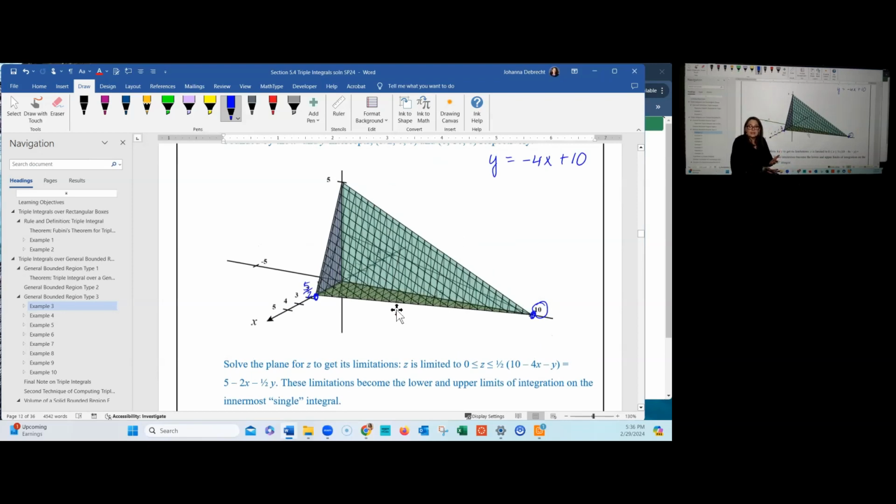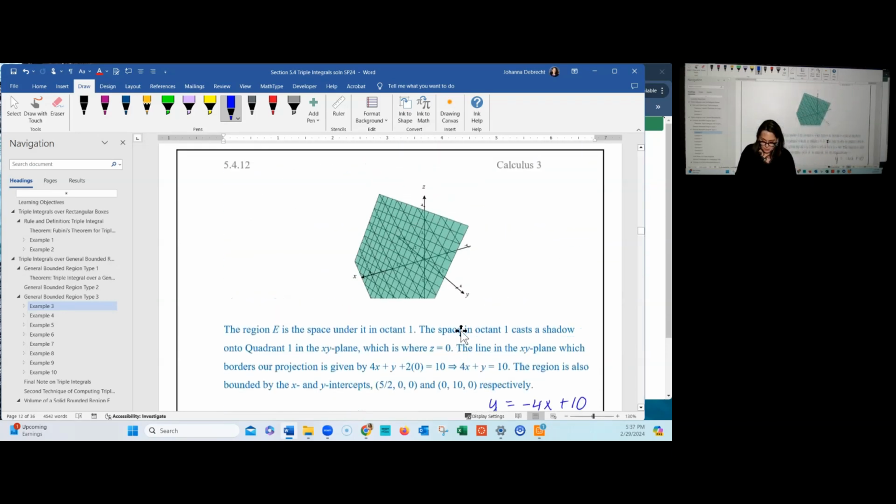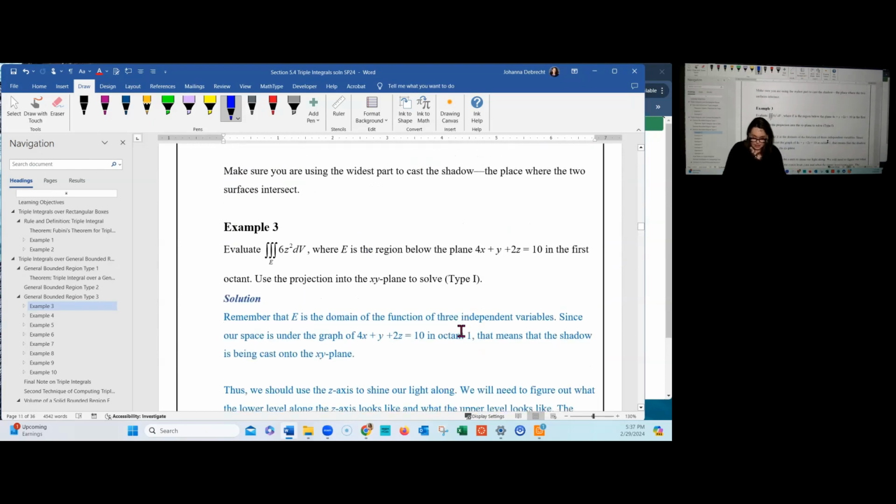Since that's the shadow that it casts, then we need to figure out how to get the function of x and y for the base and a function of x and y for the top, for the single integral. The base, of course, is where the xy plane is, and z equals 0 there. What about this surface? Well, this surface is given by a plane. We can take the equation for the plane, which is right up here, and we can solve 4x plus y plus 2z equals 10 for z. When we solve that for z, we get the equation for the top surface of our region.